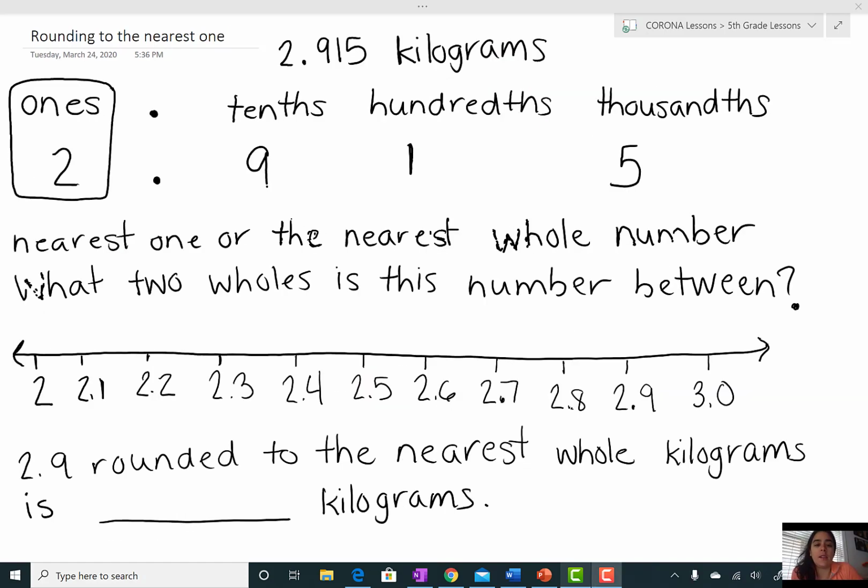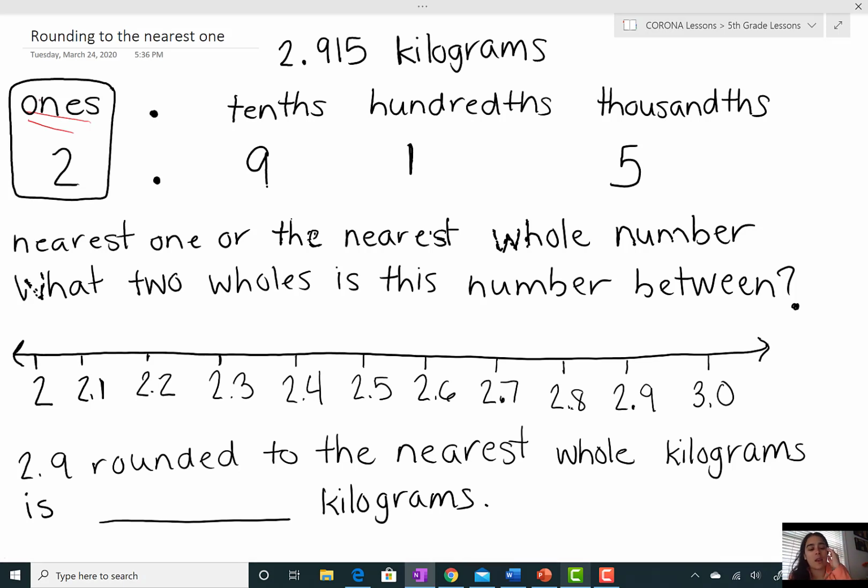All right, now finally, we're trying to round 2 915 thousandths kilograms of candy to the nearest 1. What does 1 mean? 1 is tricky. 1 is symbolizing the ones place. It is also talking about the nearest whole number. When they're asking you to round to the nearest whole number or the nearest 1, they're talking about the ones place. And that's tricky because the other ones mention the place value in the name, and this one doesn't always mention the place value right in the name.